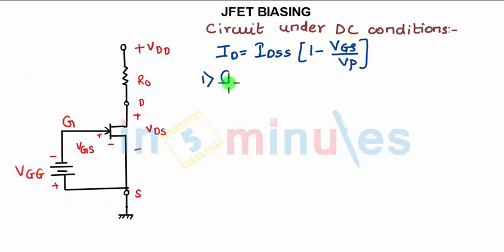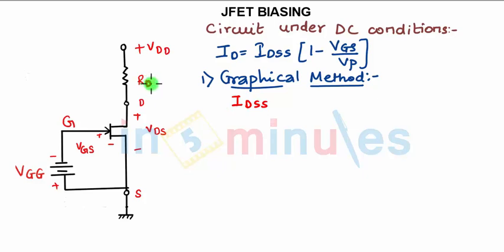One is the graphical method. I will explain the graphical method first, then we'll go for the alternative method, where mathematically we can solve the other part. Now in the question they will give you the value of IDSS, this is the resistance RD, and they will give you the value of VP.